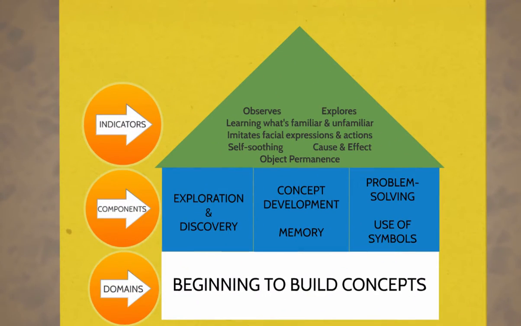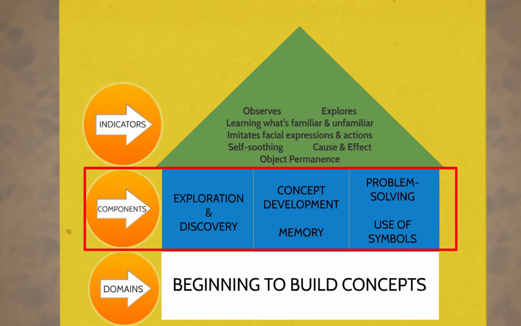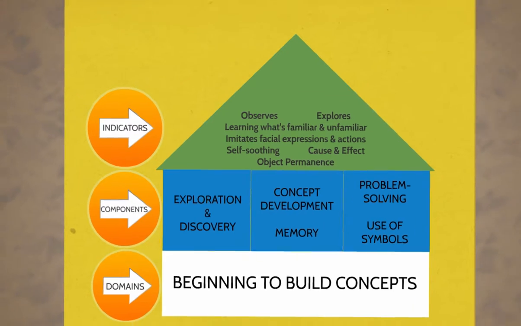Let's look at the domain, component, and indicators in a different way. This example shows domain 3, beginning to build concepts. This graphic shows how the domain is the foundation, the broad category of development. As we move up, we get into the more specific components. And finally to the indicators, which are specific observable behaviors a child does, which are divided by age span.